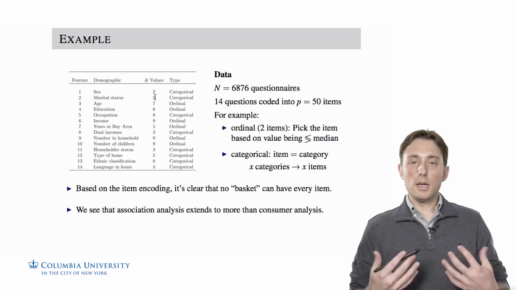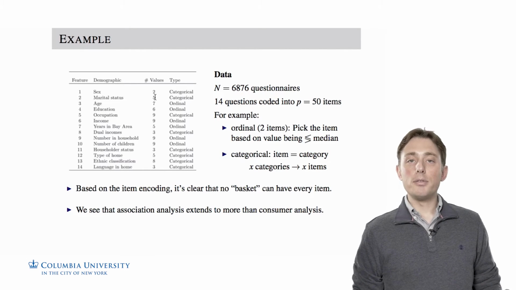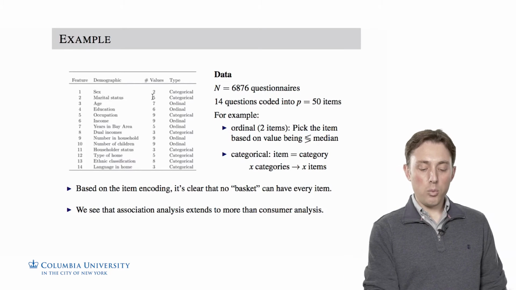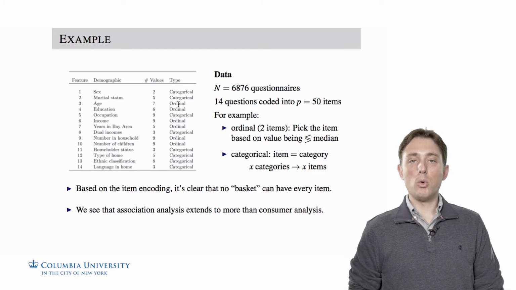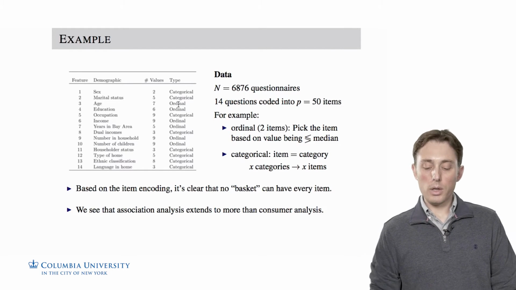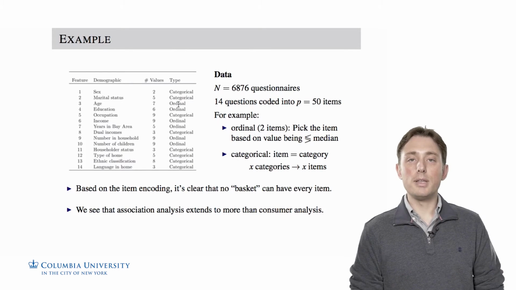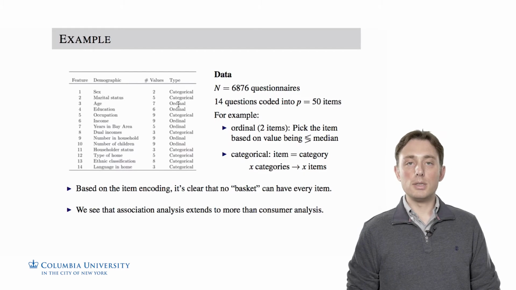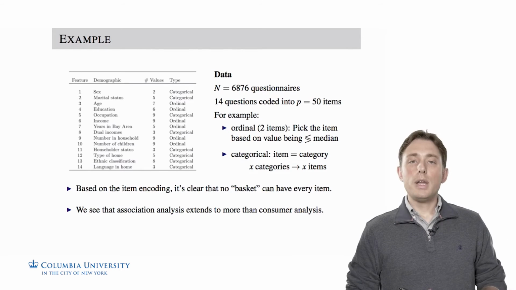And so based on this type of item encoding, it's clear that no basket can actually have every single item. Each basket can only have one of the categorical values for each question and can only have one of the 2 possible ordinal values based on whether it's less than the median or greater than the median. And so this makes it clear that this concept of association analysis is actually more general than simply analyzing customer behavior or purchasing behavior. So now let's imagine that we want to find different rules.